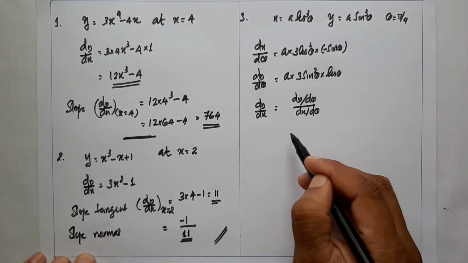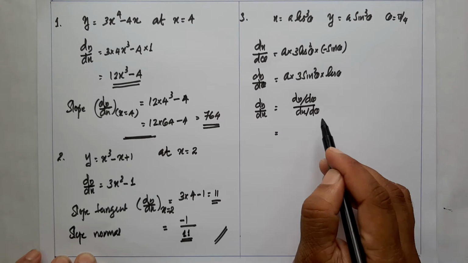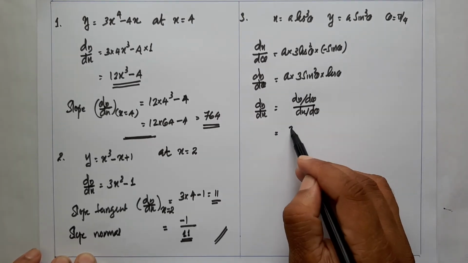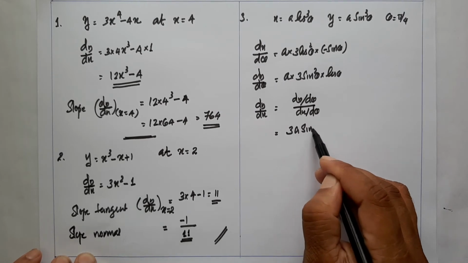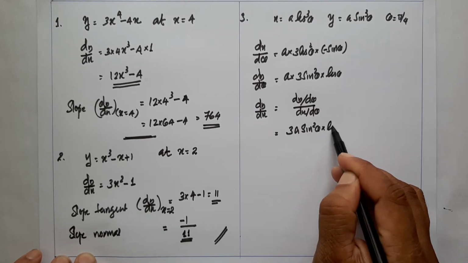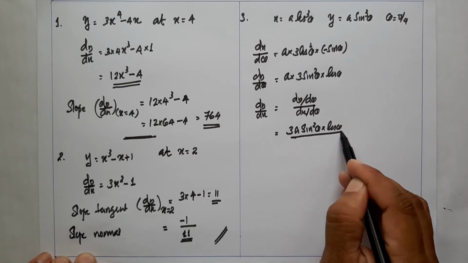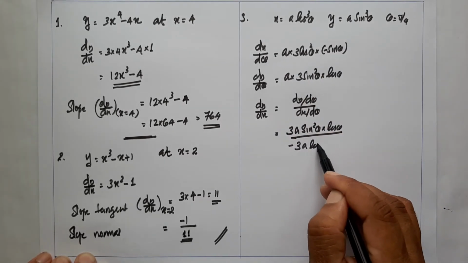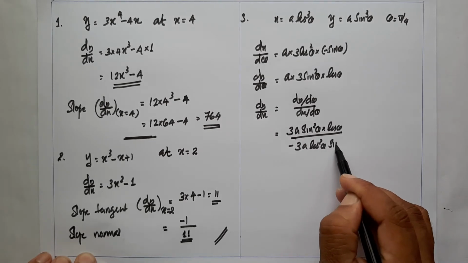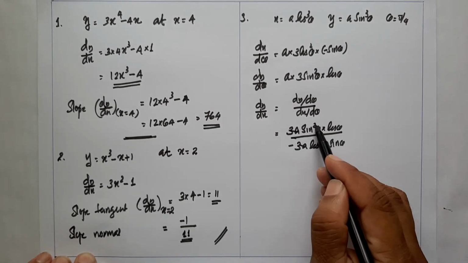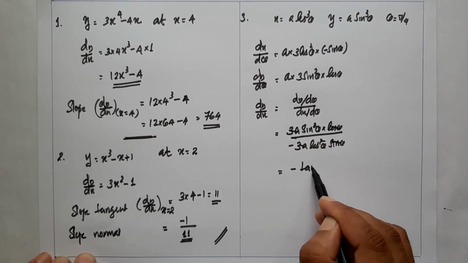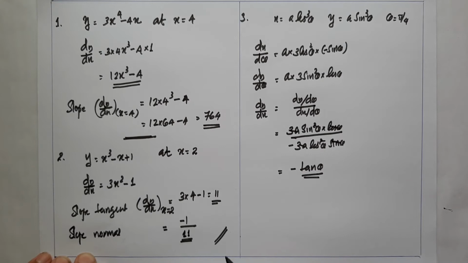In a parametric derivative, you know the formula dy by dx is equal to dy by d theta divided by dx by d theta. You know what dy by d theta is: 3a sin square theta into cos theta, the whole divided by minus 3a cos square theta into sin theta. Here 3a cancels, sin cancels, cos cancels, and therefore we get the answer minus tan theta.